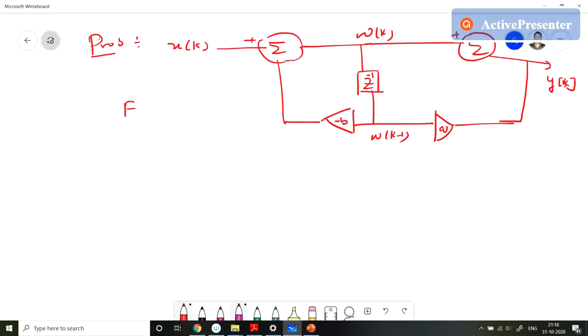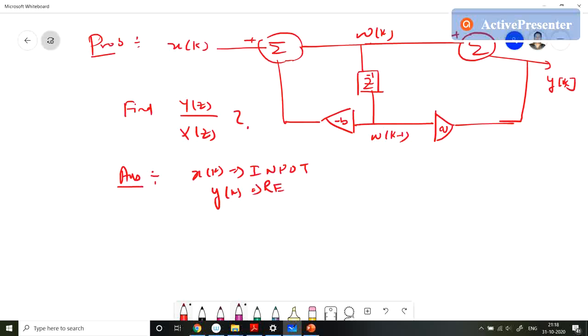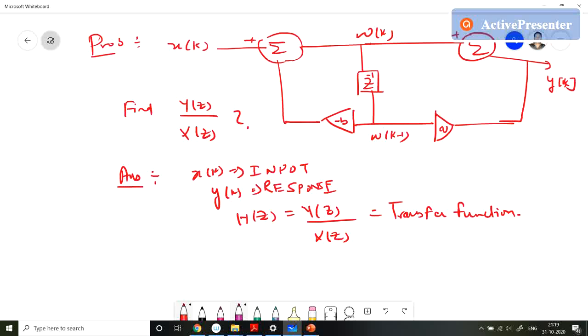Now we need to find out Y(z) divided by X(z). Here x(k) is the input, and y(k) is the response. So we need to find H(z), that is Y(z) divided by X(z). This is the transfer function.